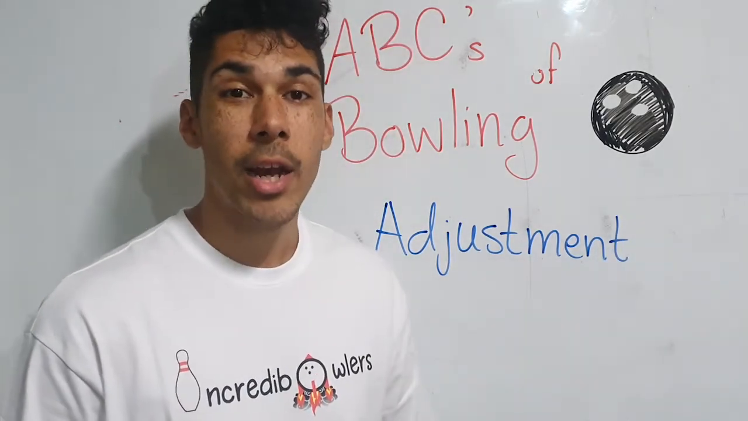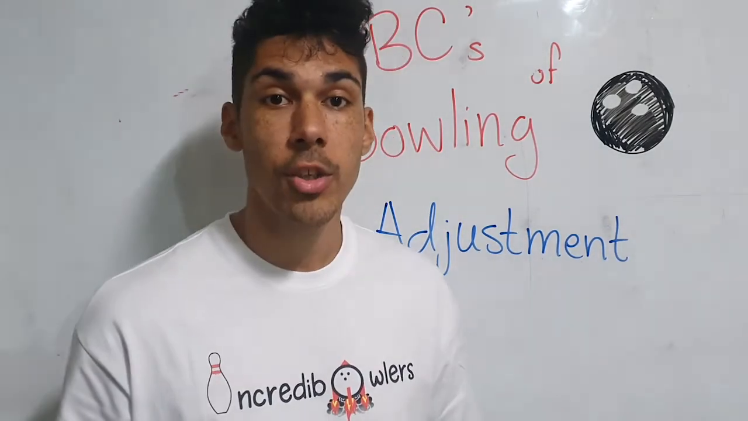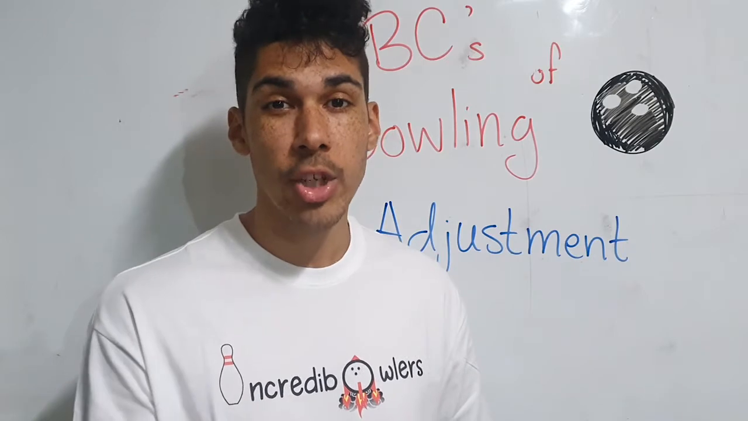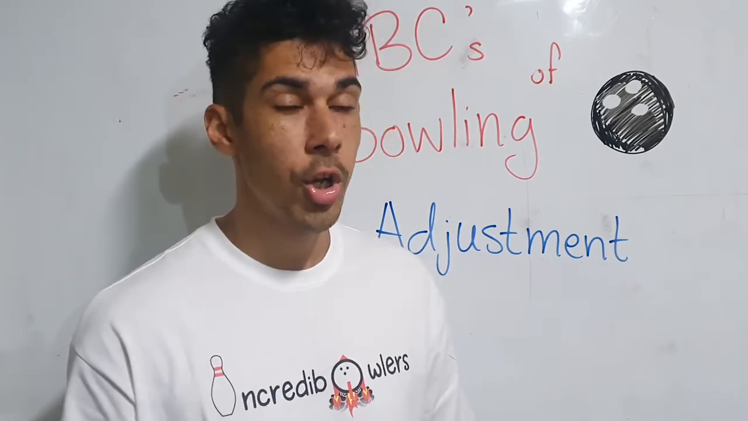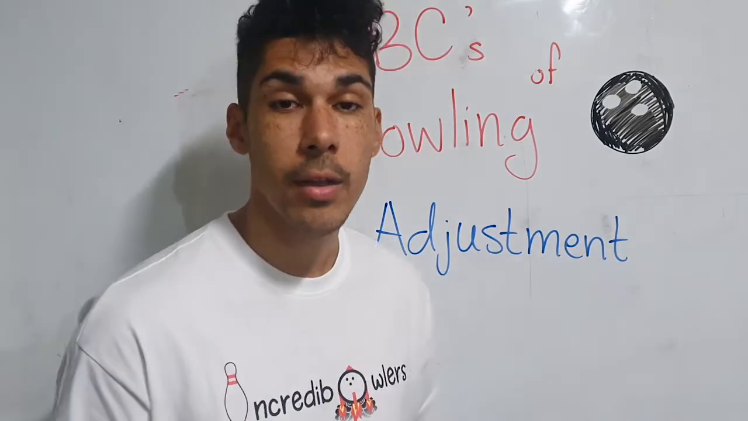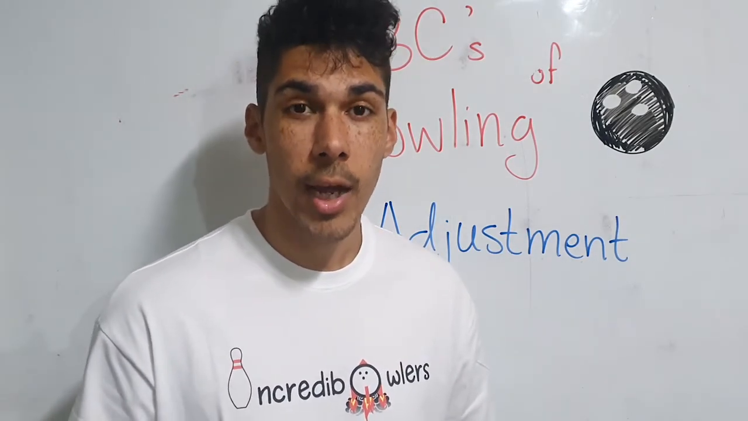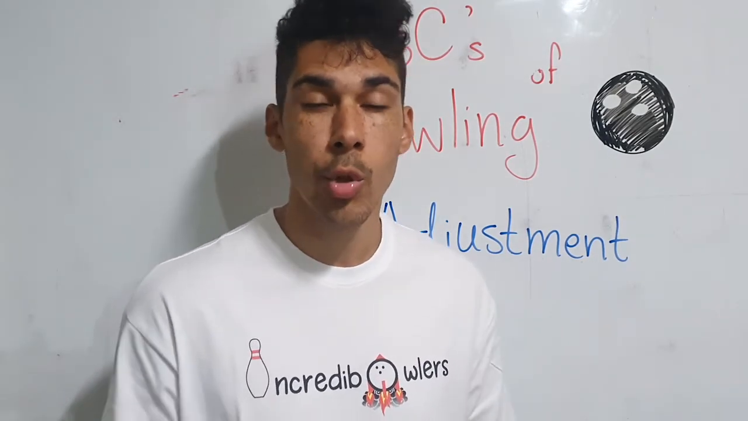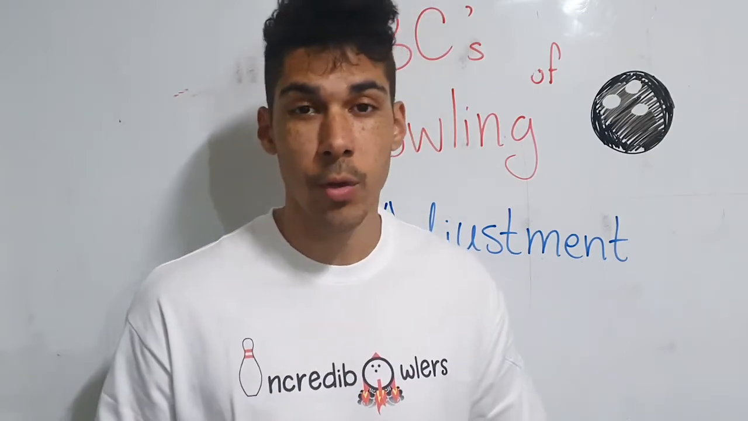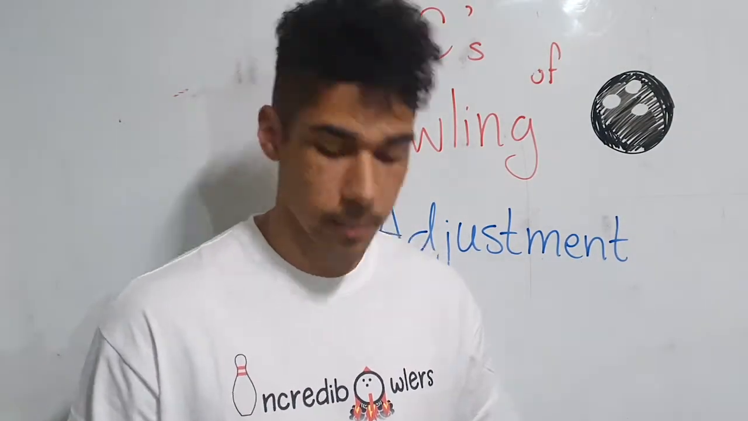The second word in our ABC series is adjustment. Adjustment refers to how you change either your body or your arm swing or even your feet before delivering the ball down the lane. Oftentimes when the ball's not going where you want, you make an adjustment with your feet or maybe an adjustment with your arm swing.